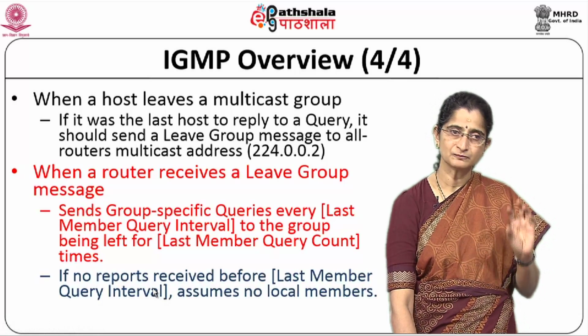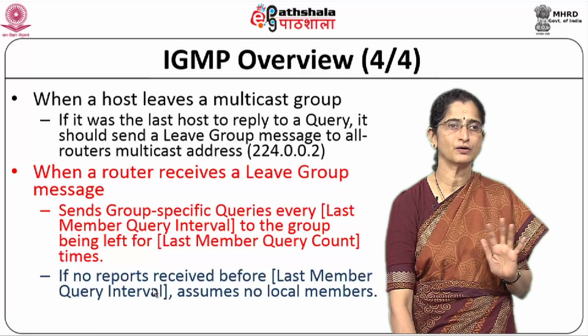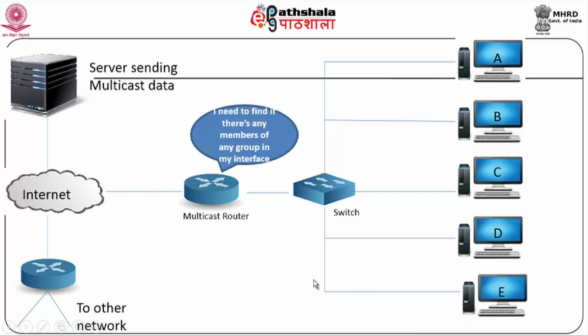Okay. So, these are the basic steps in terms of how you join a group and how you leave a group. We will take a look at a simple example of what exactly happens. Let us say this is your multicast router which is connected to many nodes, A, B, C, D. Let us look at what happens. The first thing that the multicast router does is it wants to find out if there are members of any groups on its interface. So, what it does is it sends out a query message, a general query message, to ask the various hosts.